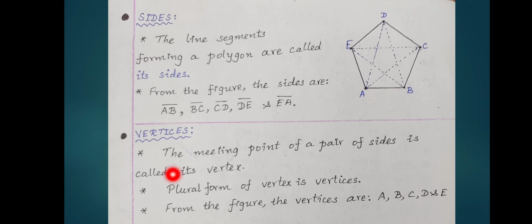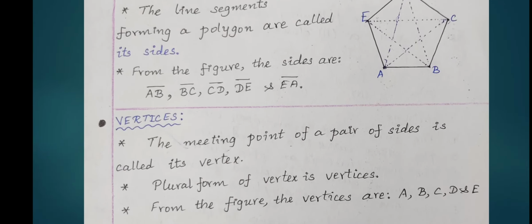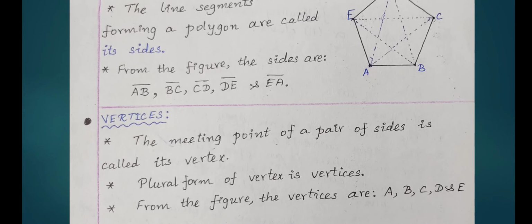Now, what are the vertices of a polygon? The meeting point of a pair of sides is called its vertex. If so, what do you mean by vertices? Plural form of vertex is vertices. So listen, sides are line segments, vertices are meeting points.